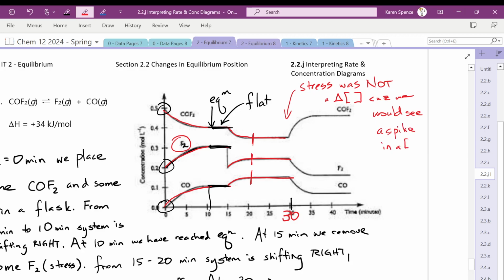In a concentration. Do we see a spike in a concentration? No, we do not. So you have three choices as to what the stress was. We've eliminated one of them. It is not concentration. You have two more choices. Discuss with your partner which one you think is better. Yes. That's correct. Now figure out whether it was an increase or decrease in temperature.